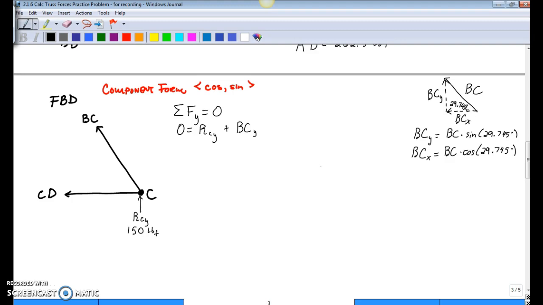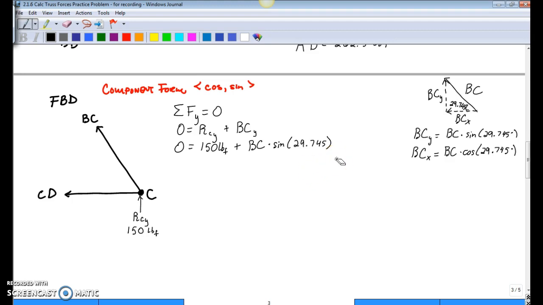The reason we do that is we can then use substitution. Reaction force C is 150 pound force, which is RCY, plus BCY. BCY we just said was equal to BC sine of 29.745. And the reason we do that is we can now see BC is one of the answers we're looking for. BC, not BCX and BCY, but just BC.